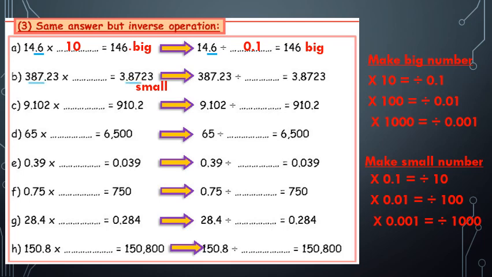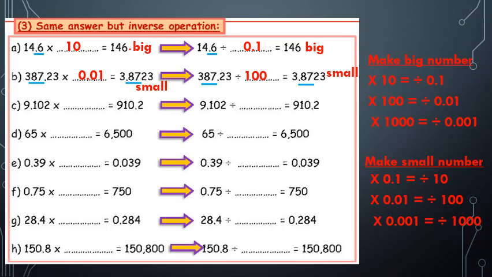So the point here moved 2 steps, so we multiplied by 100. With the inverse operation, because the quotient is smaller than the dividend, and the point moved 2 steps, that means we divide by 100.